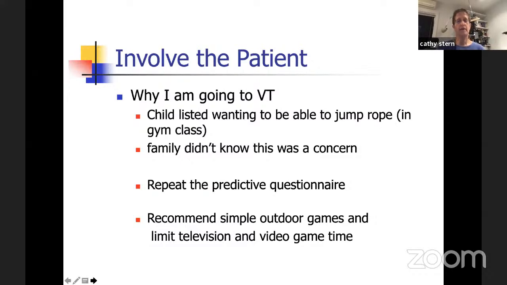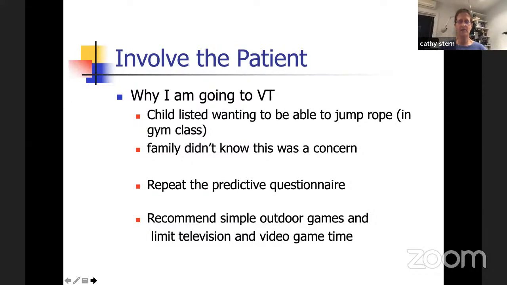I often will repeat the predictive questionnaire, and I can show them that they had 30 points and now they only have 15 points. And I always recommend that they spend more time outdoors, not just because of myopia control, because that's what kids should do.